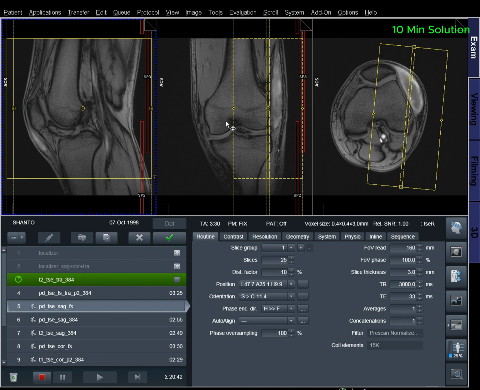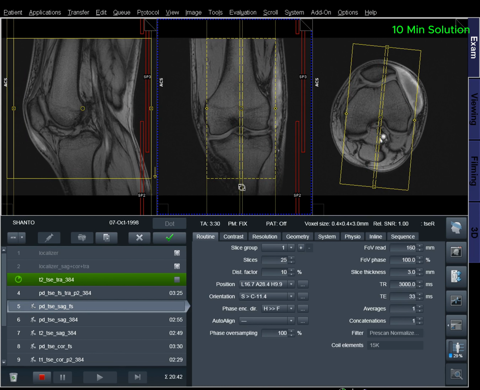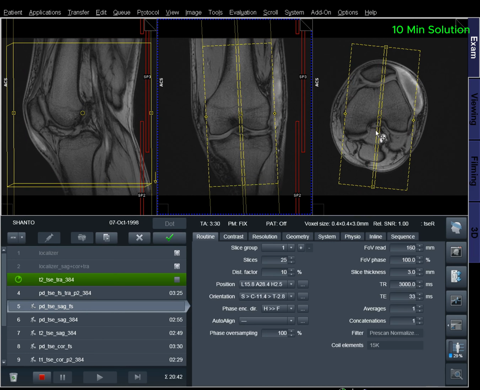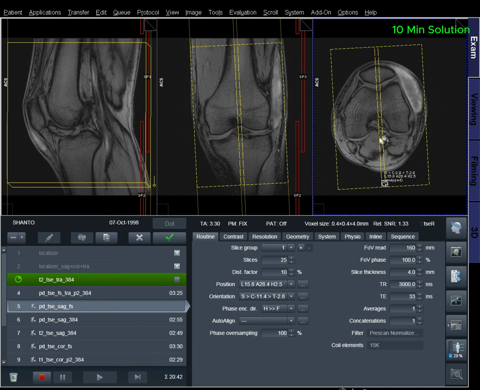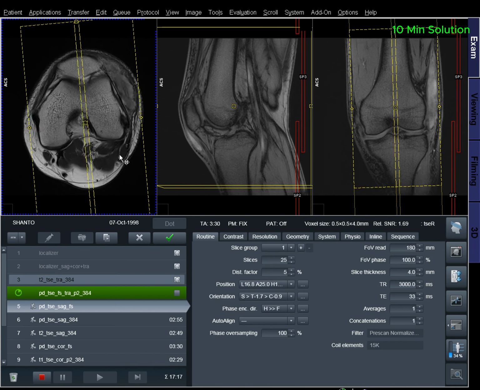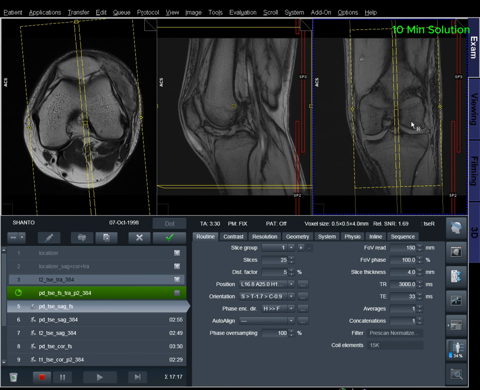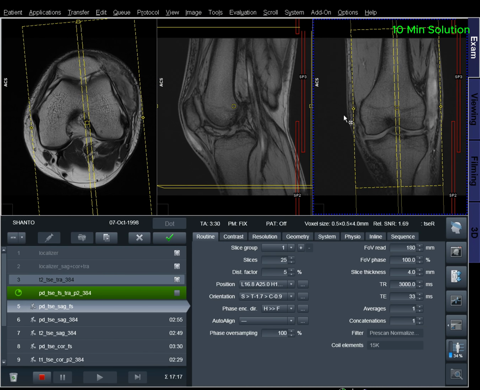2. STIR sagittal. Plan the sagittal slices on the axial plane. Angle the planning block parallel to the lateral condyle of the femur, parallel to the anterior cruciate ligament. Check the planning block in the other two planes. An appropriate angle must be given in the coronal plane, parallel to the midline of the femur and tibia.